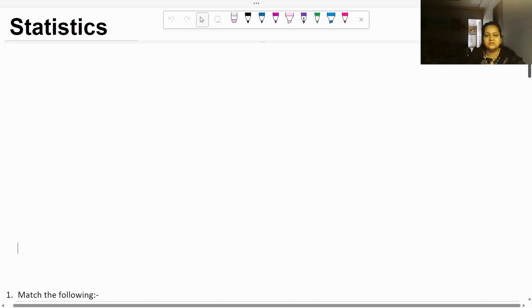What are the formulas? What do they mean? And let us see basic conceptual questions based on statistics, which are important from MCQ point of view. Okay, let's start with it.